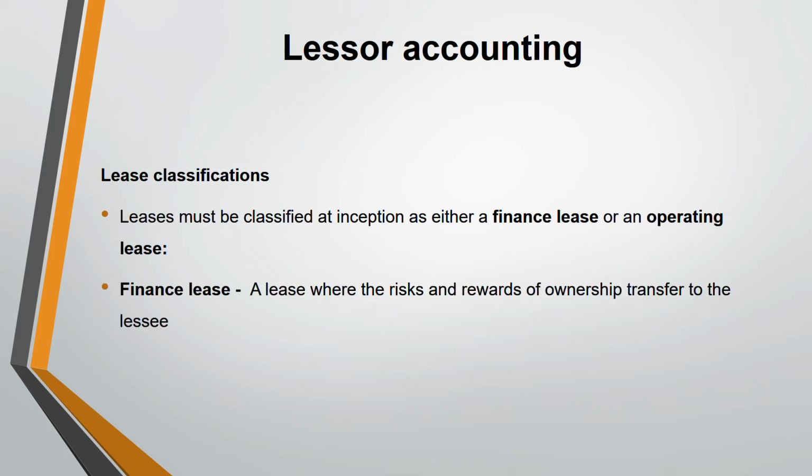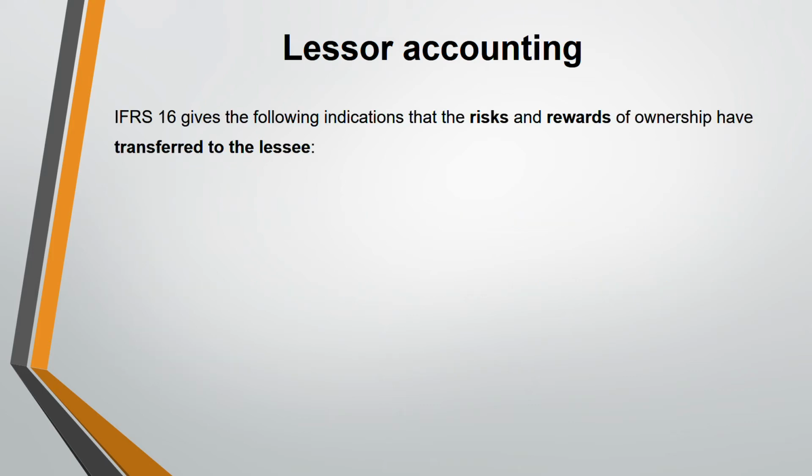Finance lease means the risk and reward of having that asset, that ownership, is transferred to the lessee. Operating lease means you didn't transfer it. It's not a finance lease. Still the lessor is the one who is bearing the risk and rewards of having that asset. There are some situations which tell you that it's a finance lease or not, that means risk and rewards have been transferred to the lessee.